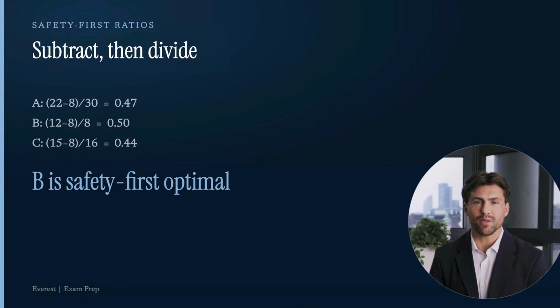Allocation A, 22 minus 8 over 30 is 0.47. Allocation B, 12 minus 8 over 8 is 0.50. Allocation C, 15 minus 8 over 16 is 0.44. Allocation B has the highest ratio, so B is safety first optimal. Notice what just happened.